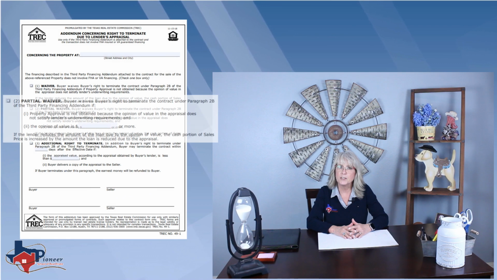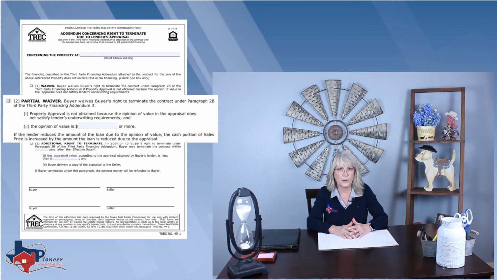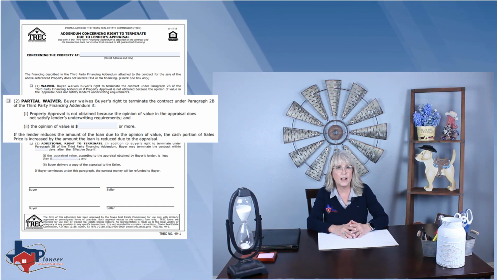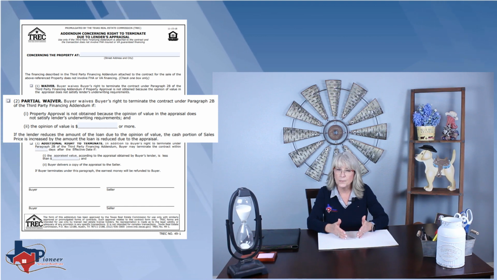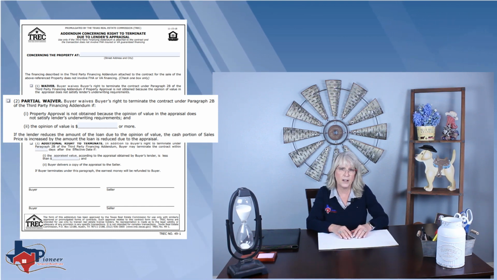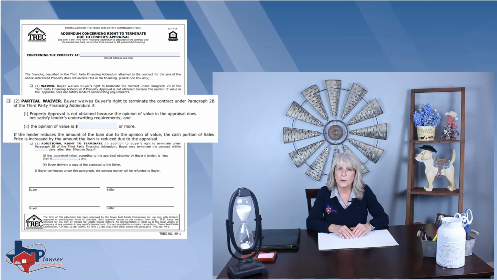The buyer waives their right to terminate the contract under paragraph 2B of the third-party financing addendum if the property approval is not obtained because the opinion of value in the appraisal does not satisfy lender's underwriting requirements, and the opinion of value is blank or more. So unlike paragraph 1, it's not given a blank check if the appraised value comes in low. With this paragraph, you're putting a limit on how much you're willing to pay over the appraised value.